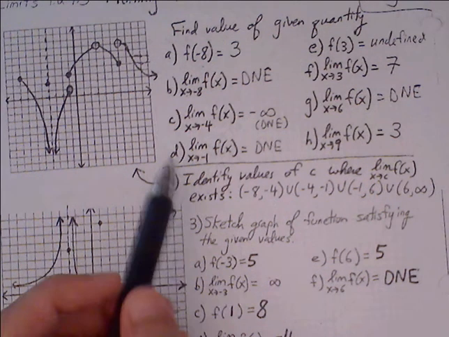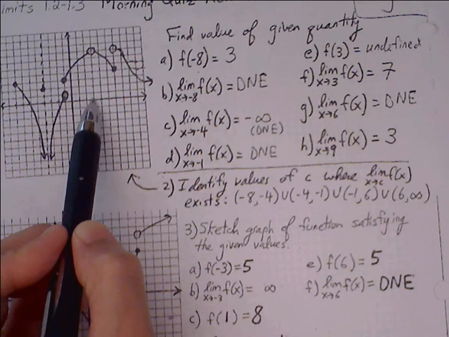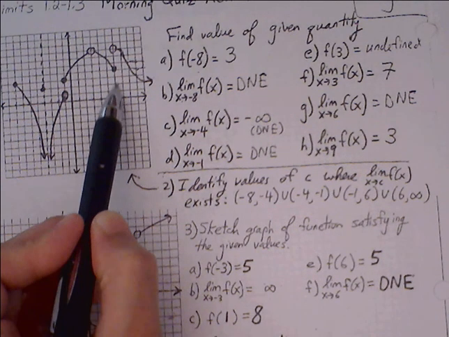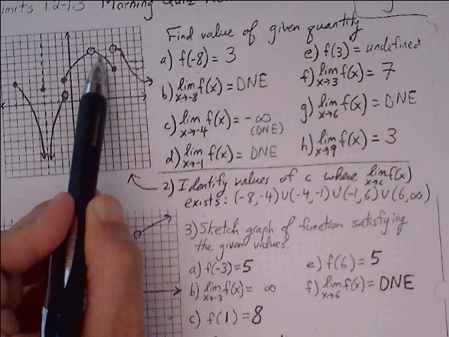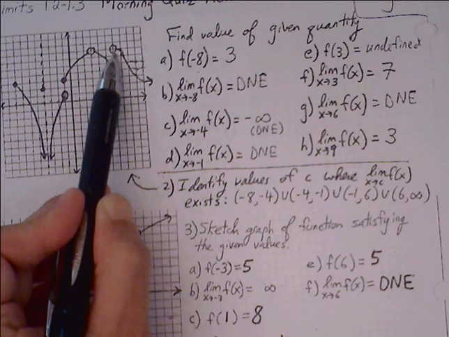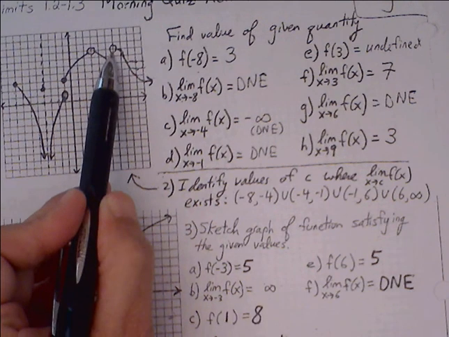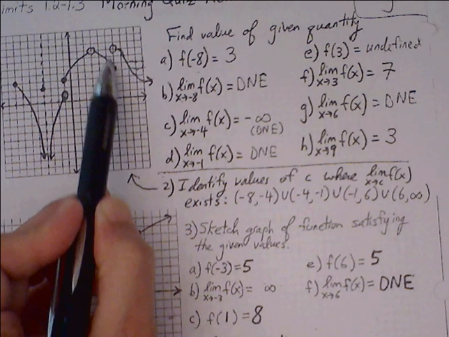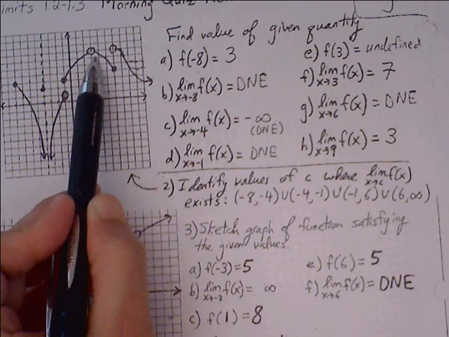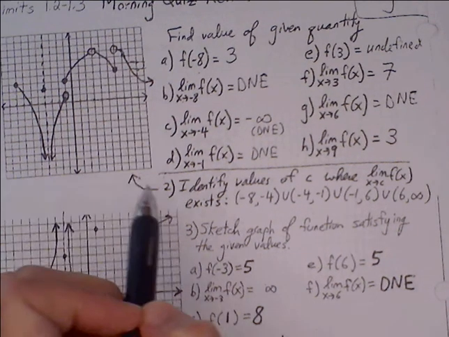Next one, as we approach 6, 2, 3, 4, 5, 6. As we approach 6, the left branch is approaching 4, and the right branch is approaching 7. So again there's no agreement in terms of the y value. There's a break in the graph. This is a non-removable discontinuity, so the limit doesn't exist.